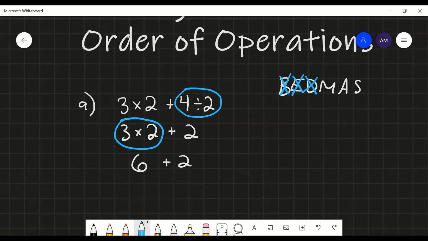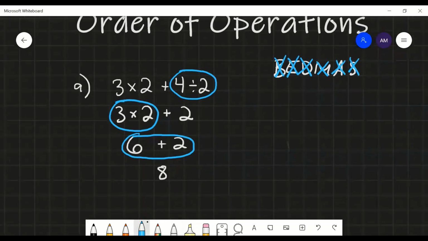Now there are no more multiplications, so additions are next. Yes, there's an addition right here. 6 plus 2 is 8. And there were no subtractions. So we're done. 8 is our answer.